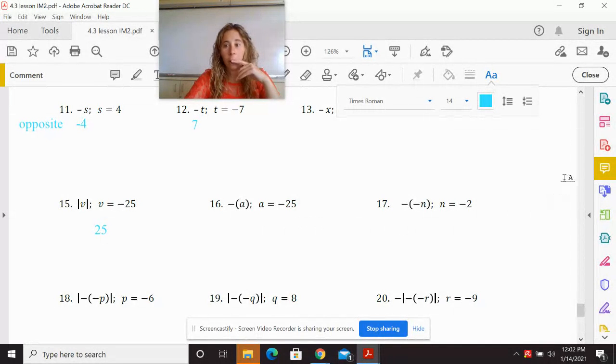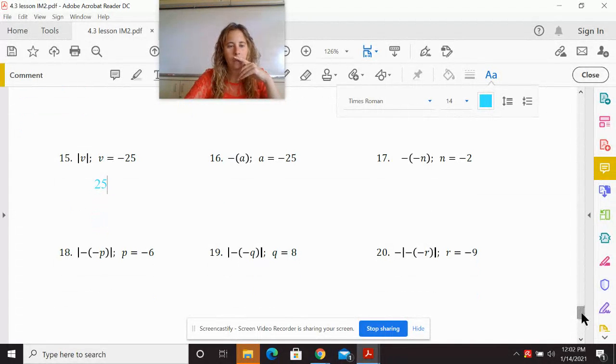Okay, they start to get a little crazy with their negative signs. Where do I want to look? Okay, 19. So you have the absolute value of the opposite of negative q. Oh, and q equals 8.